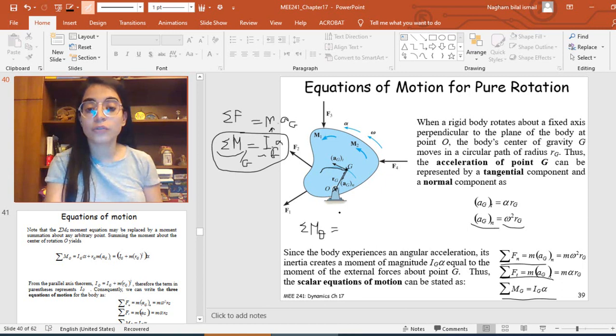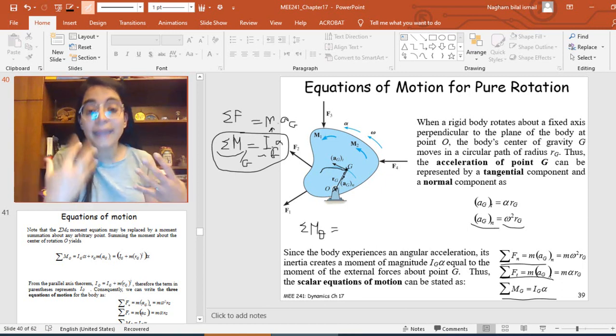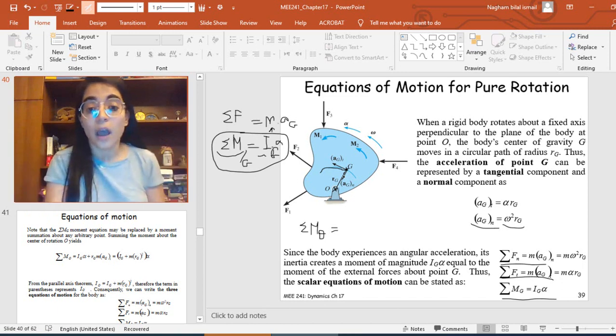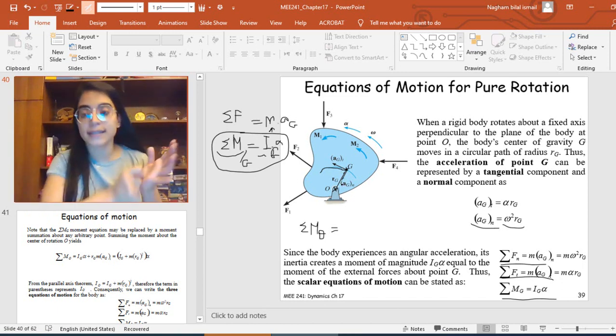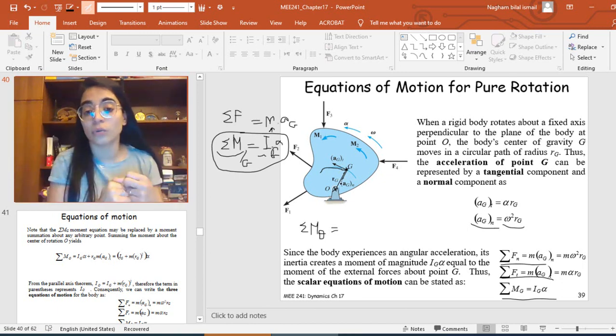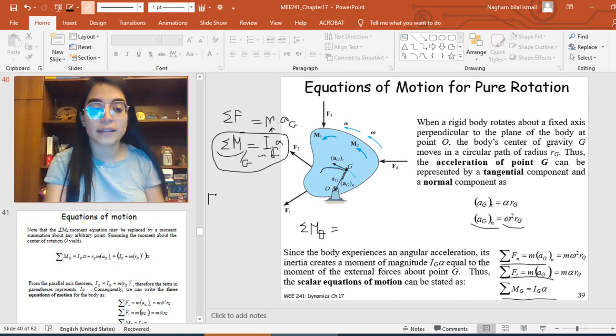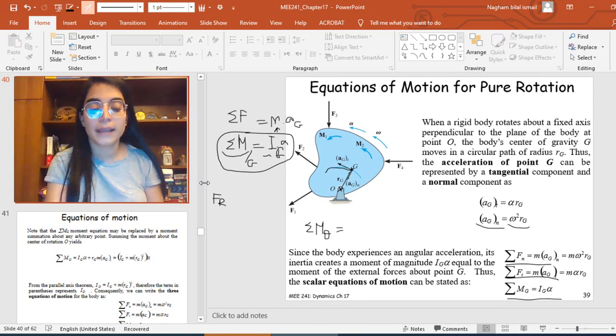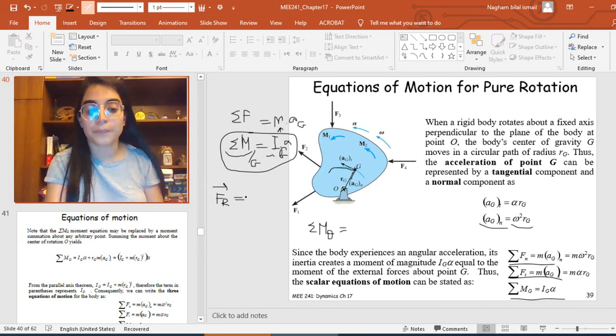Now what is the resultant force? It's MA, and A has two components, AGT and AGN. However, in this case, since O is the center of rotation, AGN passes through O, so it doesn't have any moment around O. The only component of the resultant force that has a moment around O is AGT. Don't forget, guys, that the resultant force in vector form is equal to MAG, and this AG is equal to AGT plus AGN.